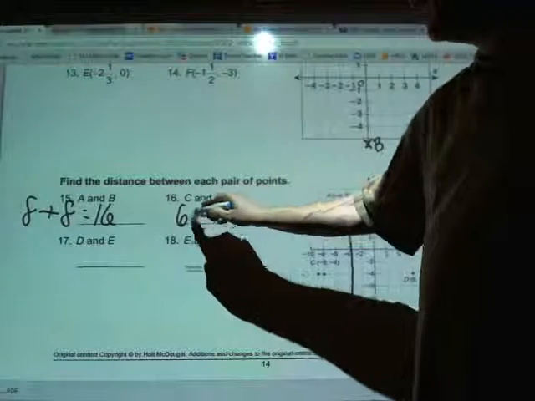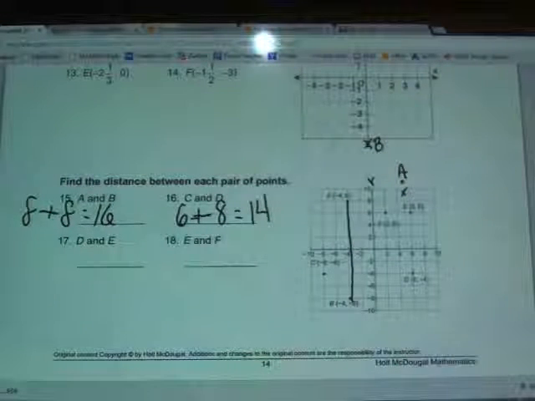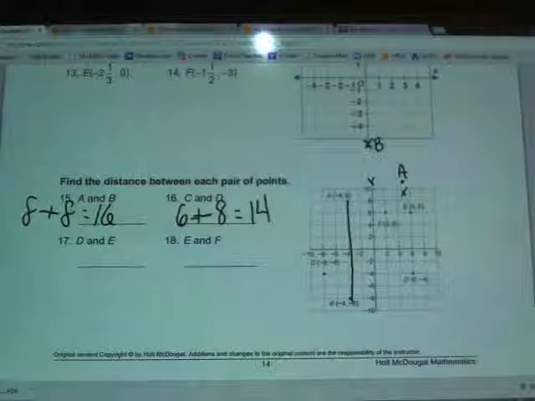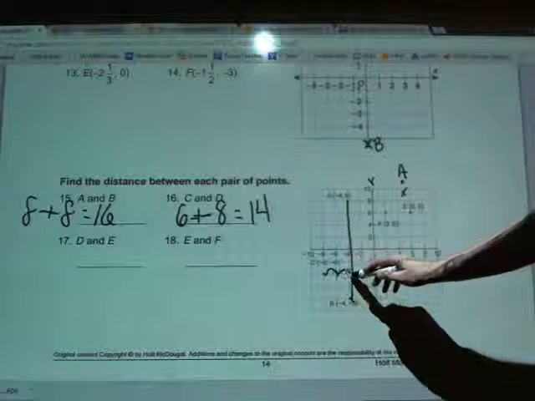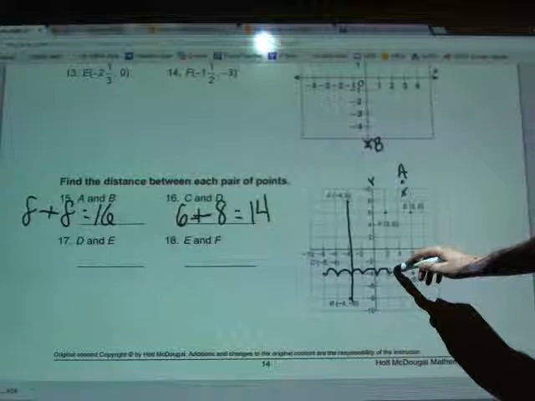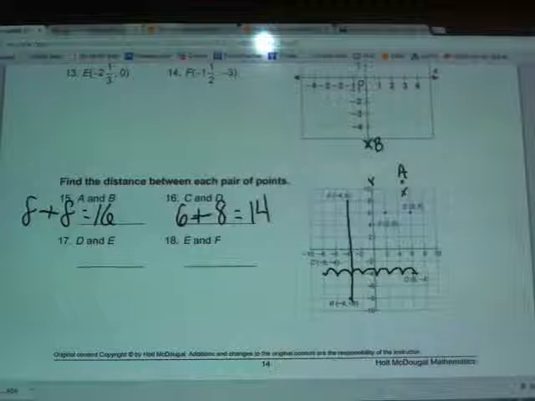Again, minus a negative is going to change into plus, so it's a distance of 14 between points C and D. We can watch that verify by counting off. Remember, the graph goes by 2's. 2, 4, 6, 8, 10, 12, 14. And indeed, our distance of 14 verifies.